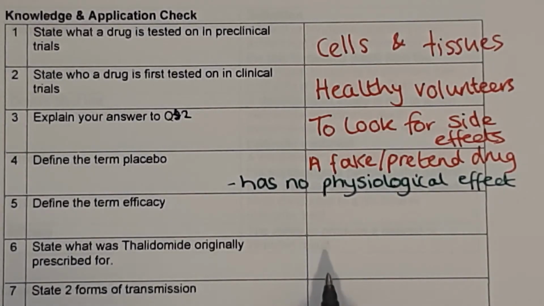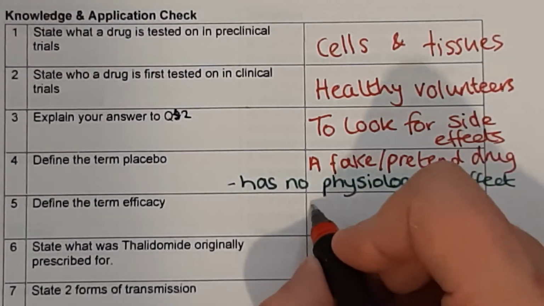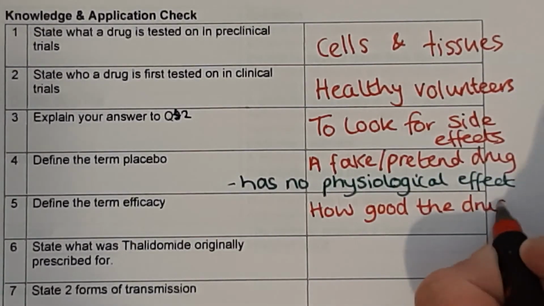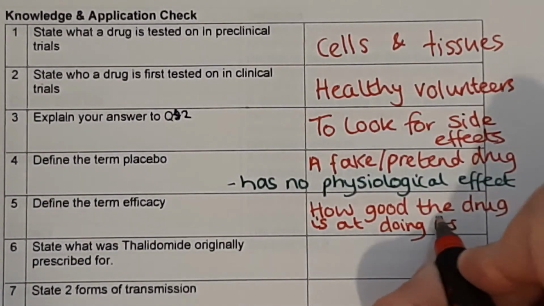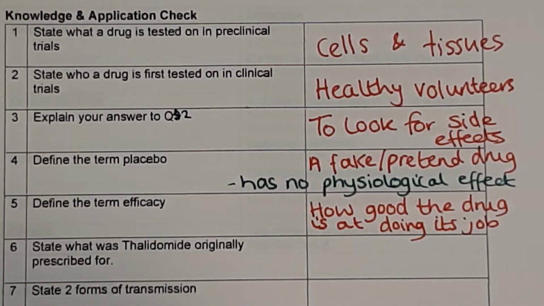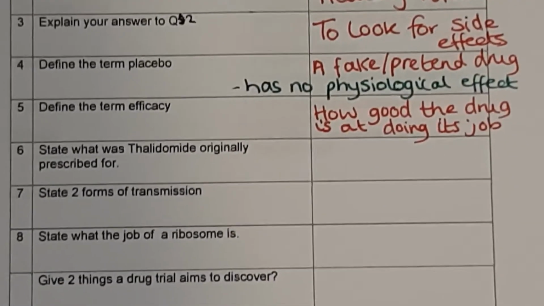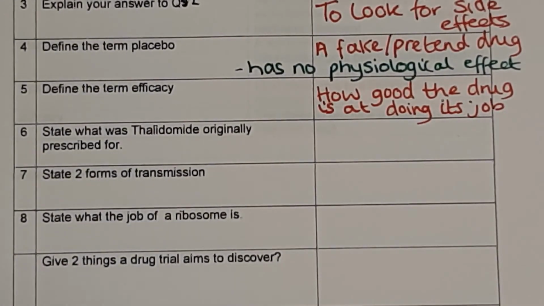Question 5, define the term efficacy. So how good the drug is at doing what it's supposed to, so doing its job. You can also say how well the drug works. Okay, question 6. State what thalidomide was originally prescribed for. So it was originally prescribed as a sleeping tablet, I believe, but it was given to pregnant women who were feeling very sick at the time. So it was a sleeping pill, but it was prescribed because it was so good at stopping morning sickness.